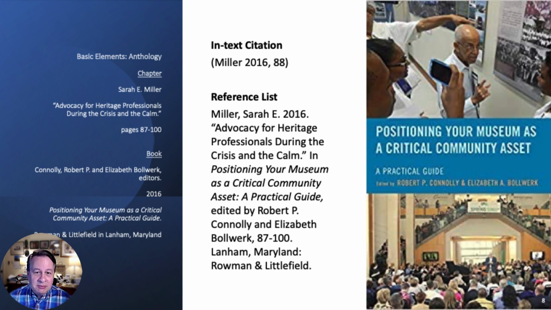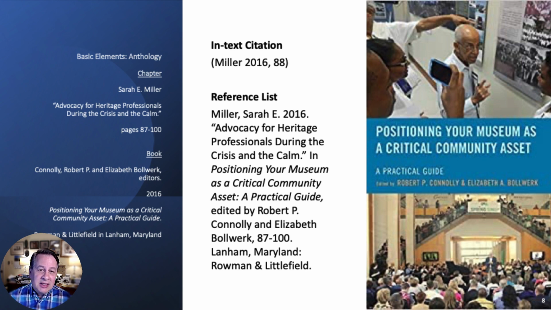And then you need information about the book. So in this case, you want to know who the editors are. That's Robert Connolly and Elizabeth Bulwark. The book was published in 2016, and the book was called Positioning Your Museum as a Critical Community Asset. And then the publisher was Rowman and Littlefield in Lanham, Maryland. So it's a lot of pieces to keep track of.